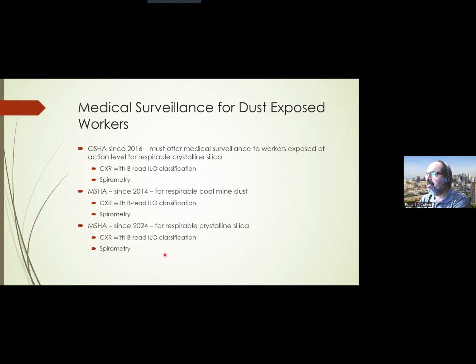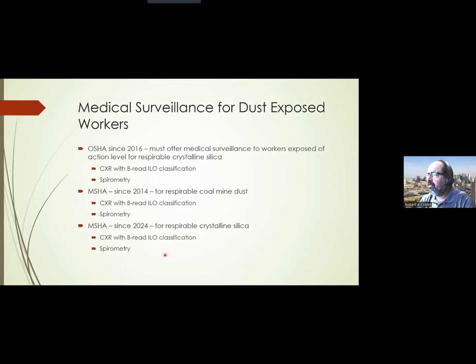MSHA has required this for respirable coal mine dust. Since the passage of the act, they only required x-ray, but in 2014 they did add lung function. They had a brief program on their mobile unit for spirometry in 2005, but since 2014 it's mandated that all these workers who are exposed to respirable coal mine dust get offered evaluations and screening with chest x-ray and with spirometry. And then finally, they extended that in April of this year for all these sand and gravel workers and stone pit quarry workers.